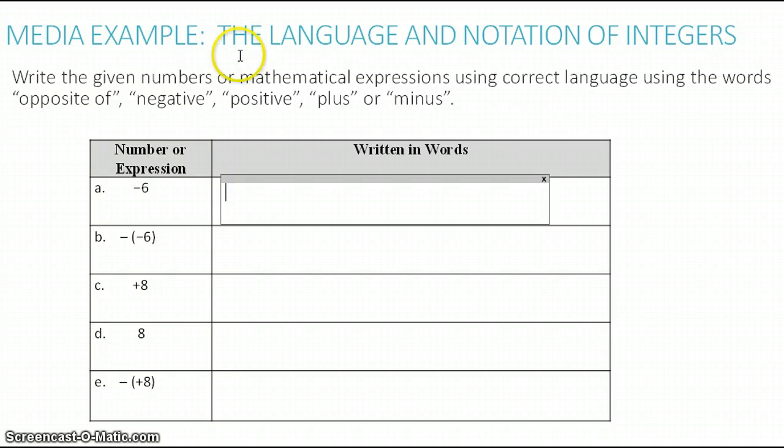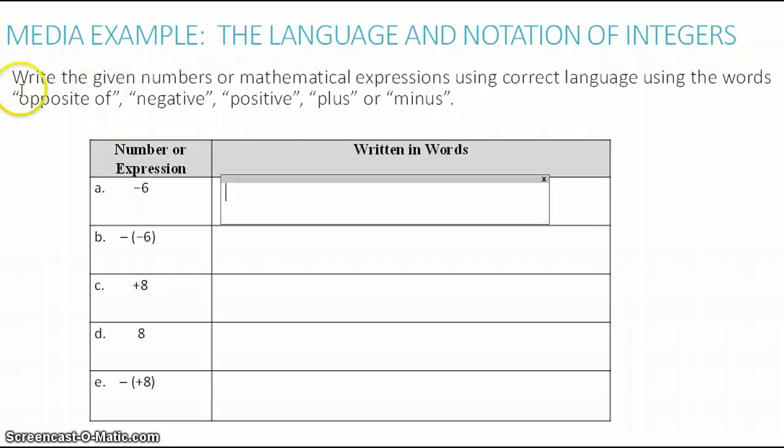In this example, we're going to look at the language and notation of integers. Write the given numbers or mathematical expressions using correct language, using the words opposite of, negative, positive, plus, or minus. So now that we've been introduced to integers, we know that we have numbers that are now negative and positive. You've seen the words plus or minus before because plus is a number we use to represent addition, and minus is a word that we use to represent subtraction.